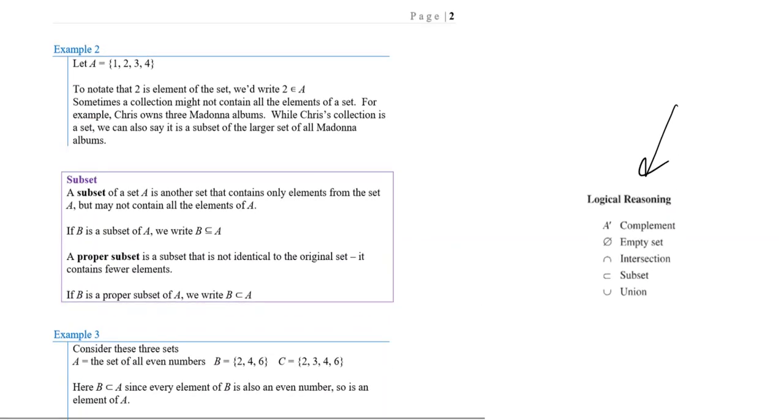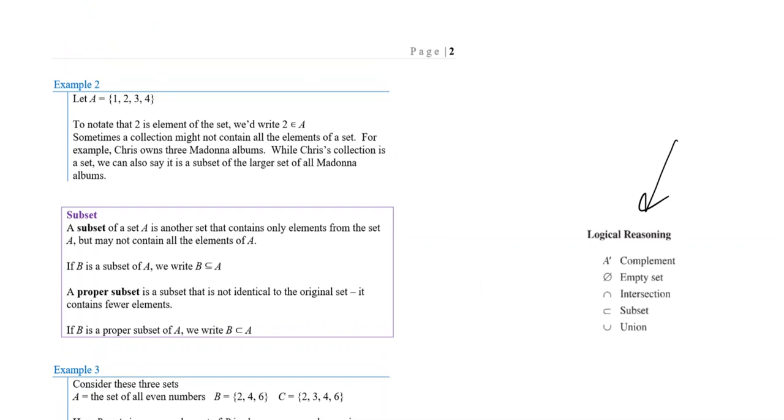So, in this example, it says let A equal, and it says what the set is for A. To notate that 2 is an element of the set, it could look like this. You could say 2 is a member of A. All we're really saying there is that 2 is in that set. 2 is a member of, or is an element of, the set A.